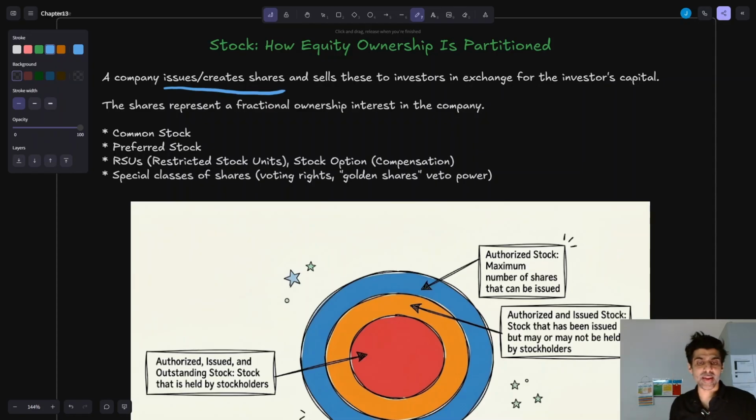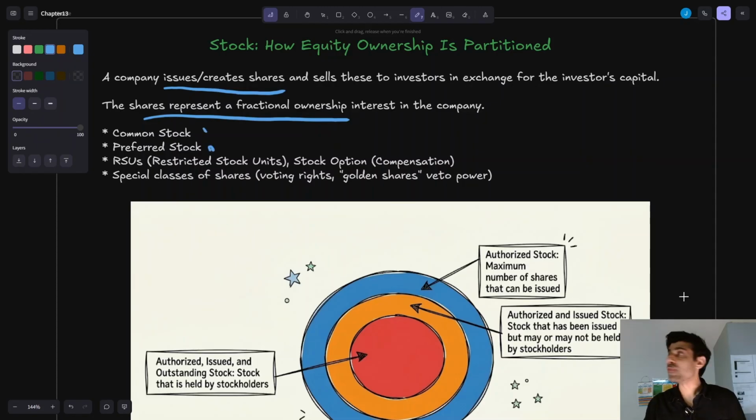And so we've seen that again since chapter 2. The shares represent some fractional ownership in the business. So the different forms that we see are common stock, and we're going to talk about preferred stock. I think we've mentioned it, but we'll just review. Then RSUs, restricted stock units.